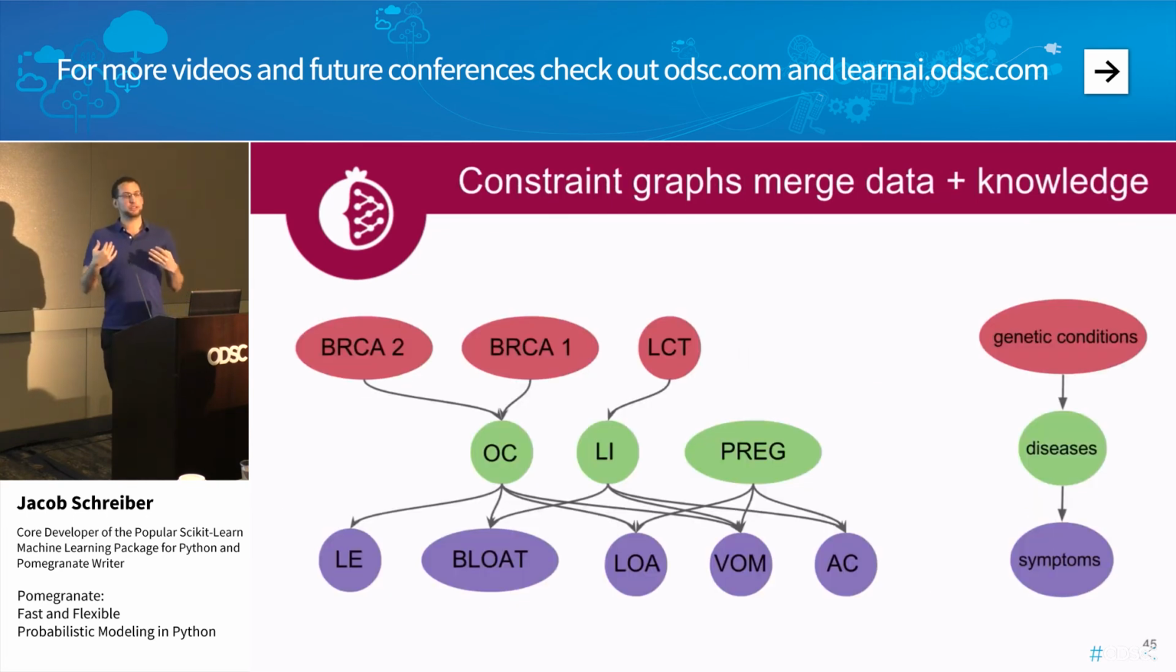Frequently, though, when you're trying to learn a Bayesian network, you have a great deal of domain knowledge. And this is the research that I was interested in telling you about before. A while ago, Microsoft was interested in creating a diagnostic network. And what they did is they created this Bayesian network with 3 layers. The first is your symptoms here: low energy, bloating, loss of appetite, vomiting, abdominal cramps. In the middle, you had diseases or conditions like ovarian cancer, lactose intolerance, pregnancy. And at the top, you had mutations in the BRCA2 gene, BRCA1, and the LCT genes.